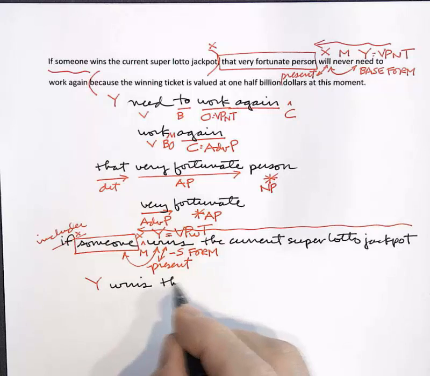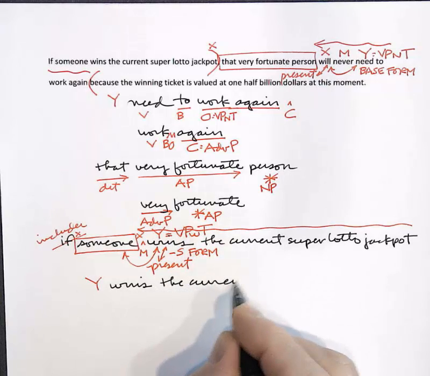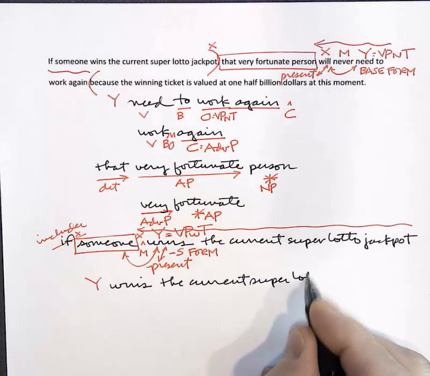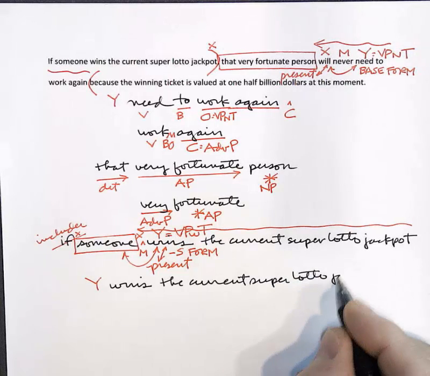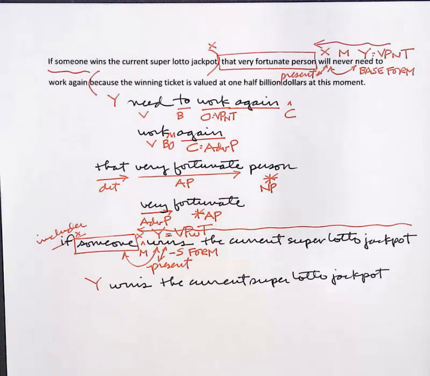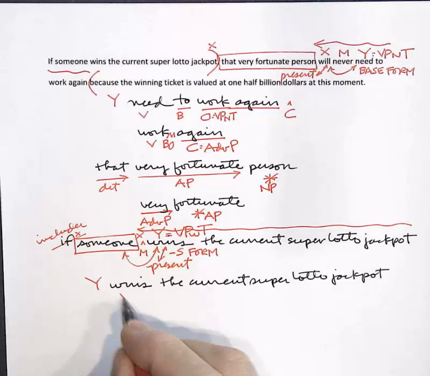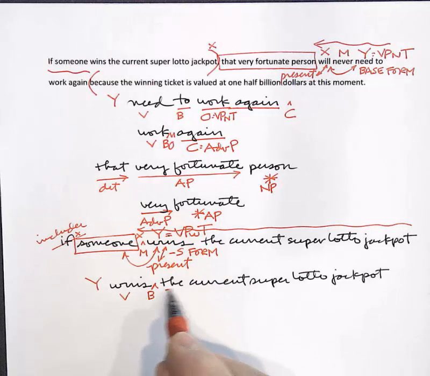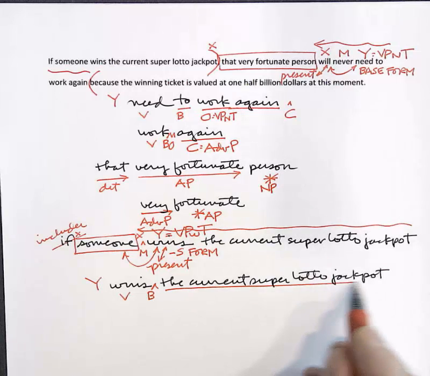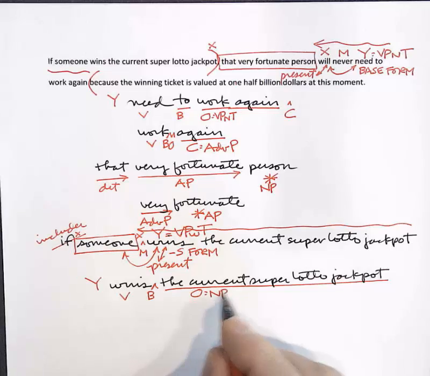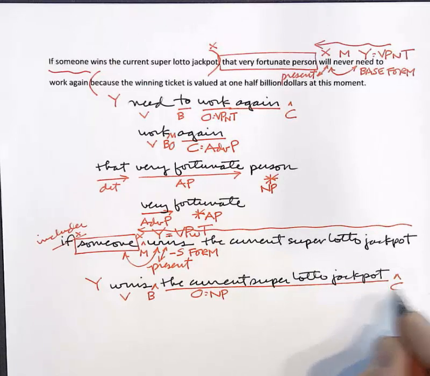Wins the current Super Lotto jackpot. Wins is the verb. The particle place is empty. And the current Super Lotto jackpot is our object. It's a noun phrase. The complement place is empty.